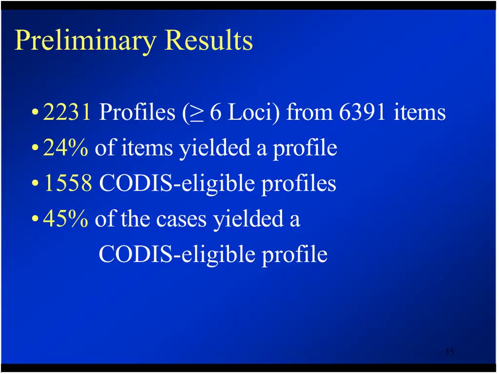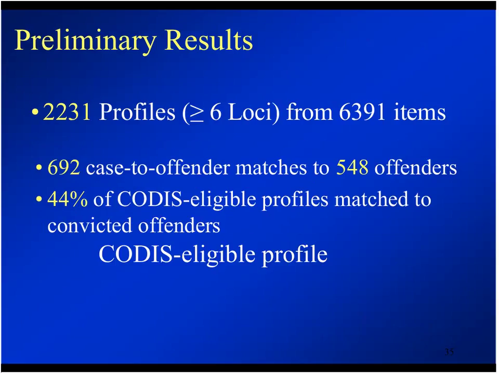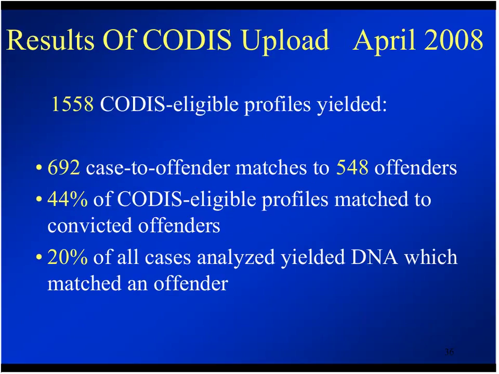Preliminary results, 2,200 profiles from 6,391 items. 24% of the items yielded a profile. 1,500 CODIS-eligible profiles. 45% of the cases yielded a CODIS-eligible profile. I must say that these stats are flawed in that once I retired in April of '08, these stats came to a screeching halt. So there's no updated stats, but these were good as of April of 2008.